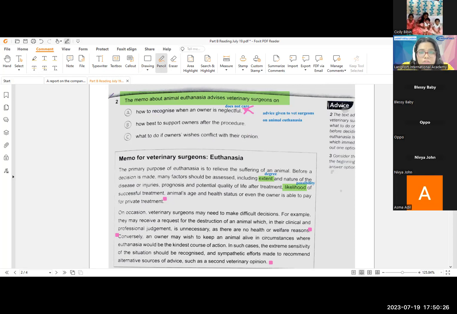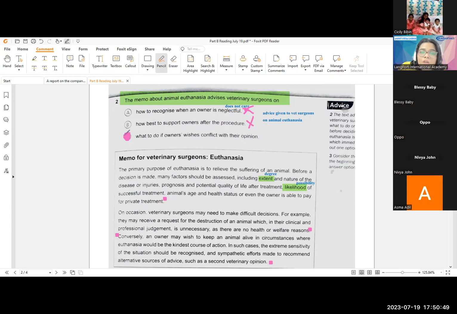Next option, Jyoti. The memo about animal euthanasia advises veterinary surgeon on how best to support owners after the procedure. Have they talked about supporting the owners after the procedure? Come on, tell me, after the procedure. No, ma'am. Okay, so of course that automatically makes elimination, makes C as your answer.